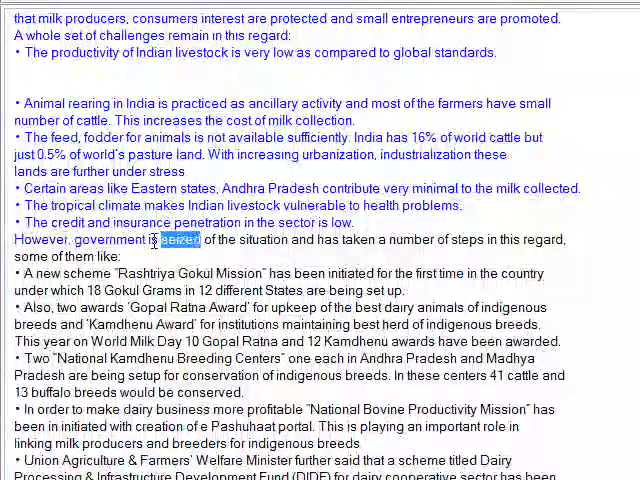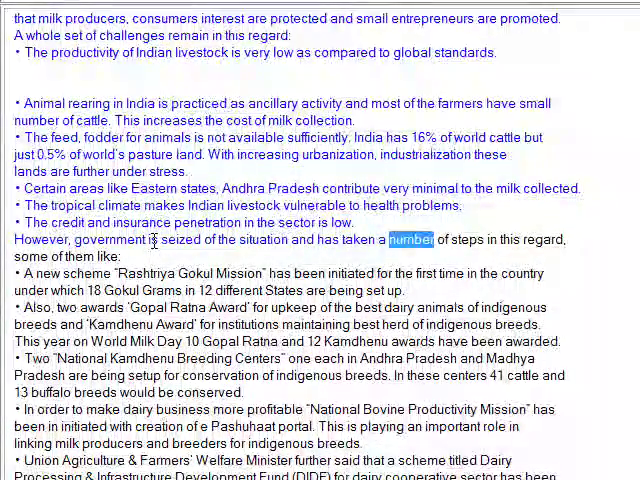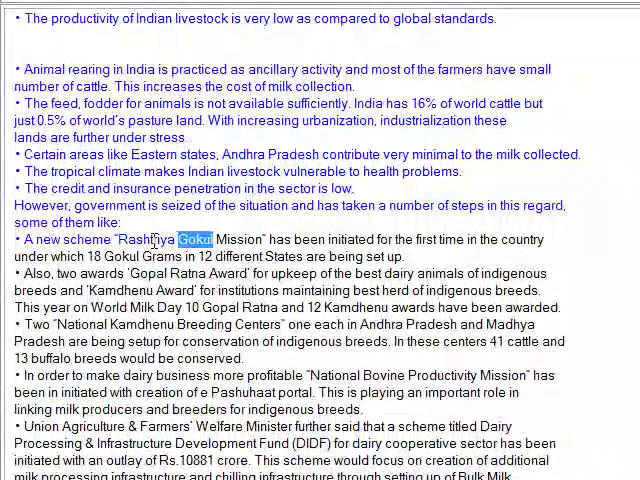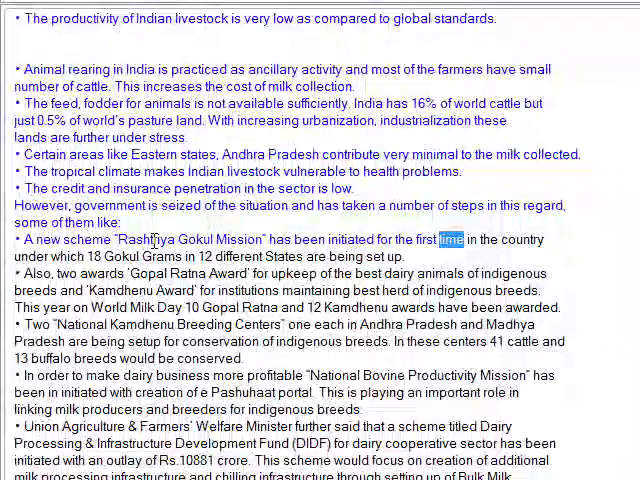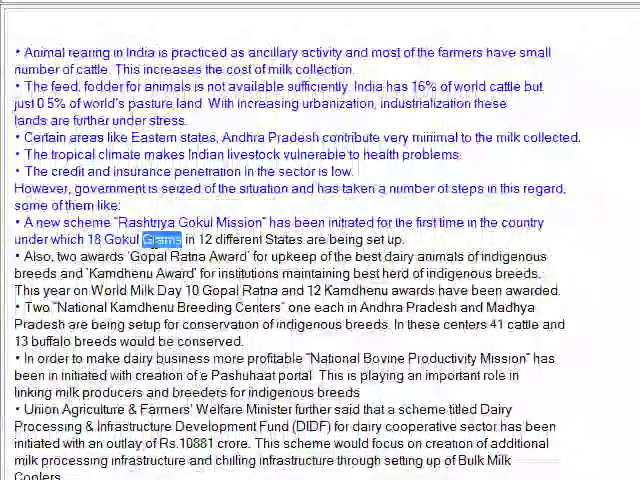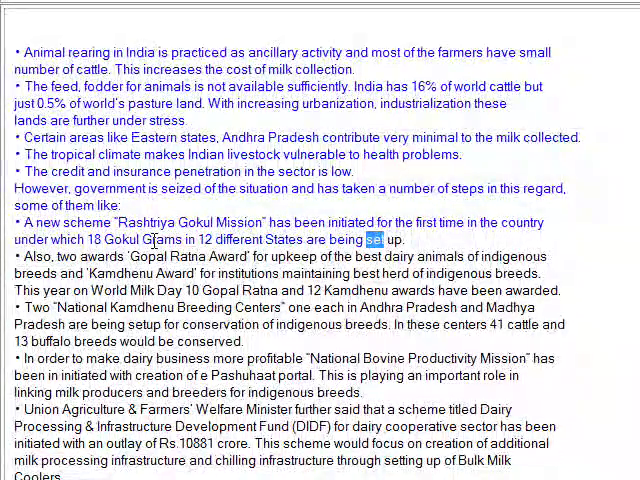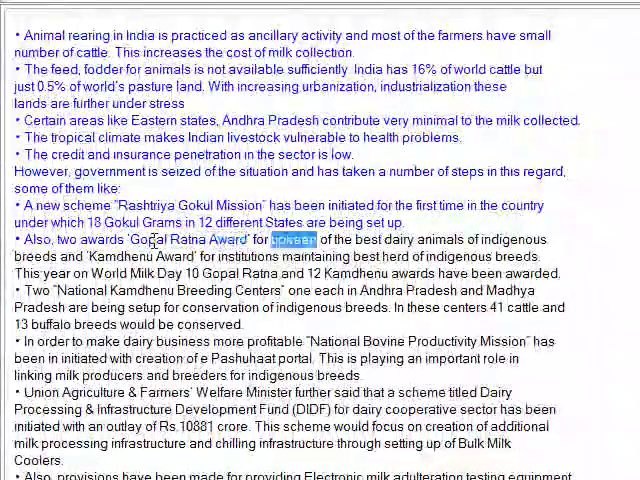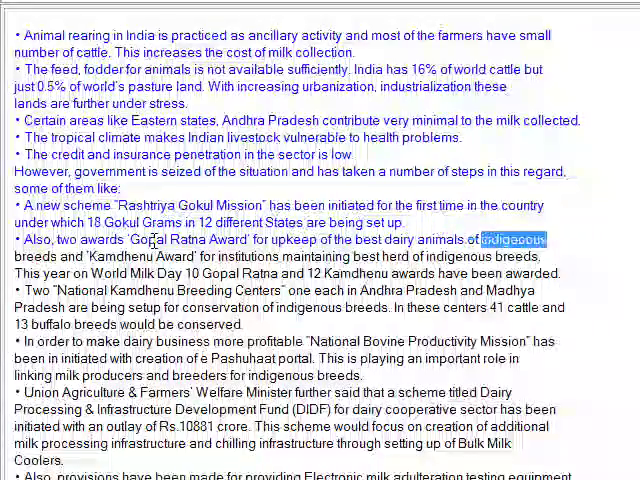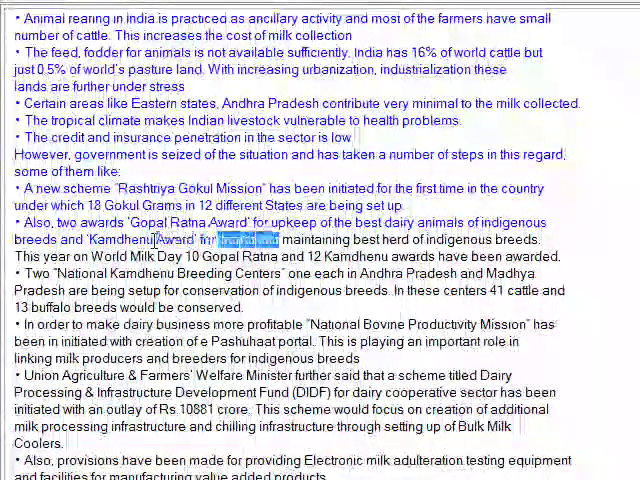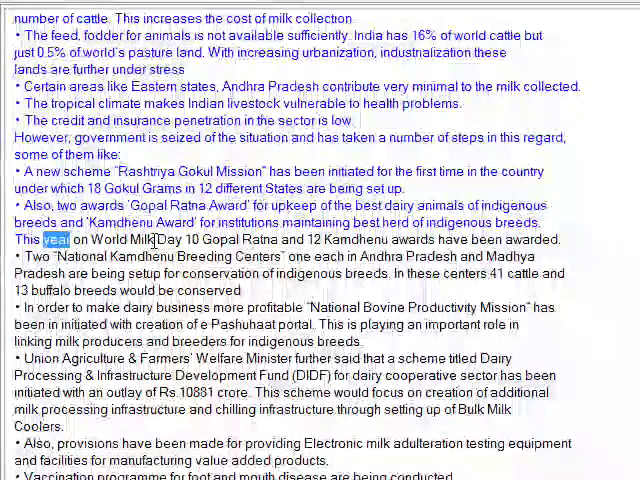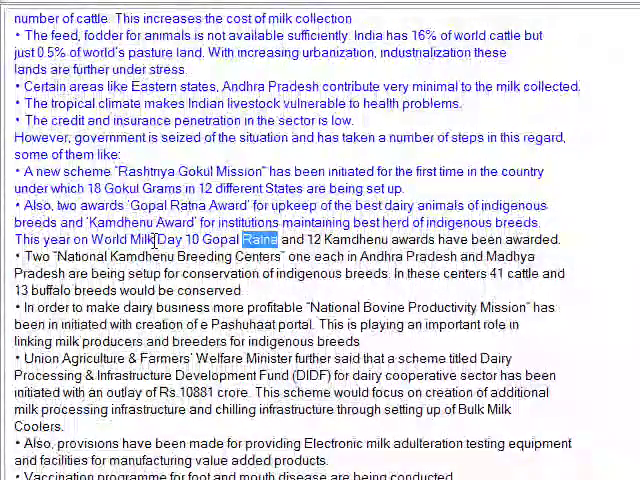However, the government is seized of the situation and has taken a number of steps in this regard. Some of them: a new scheme, Rashtriya Gokul Mission, has been initiated for the first time in the country under which 18 Gokul grams in 12 different states are being set up. Also, 2 awards: Gokul Ratna Award for upkeep of the best dairy animals of indigenous breeds and Kamdhenu Award for institutions maintaining the best herd of indigenous breeds. This year on World Milk Day 10 Gokul Ratna and 12 Kamdhenu Awards have been awarded.